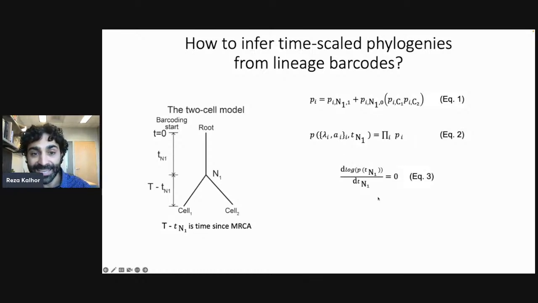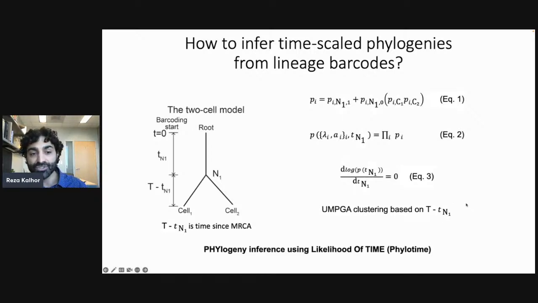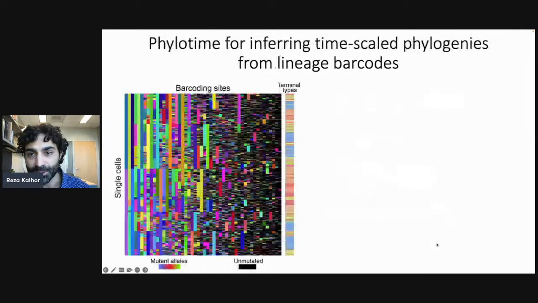Now, if we maximize this probability, or this likelihood, as a function of the time to most recent common ancestor, we basically get a measure of temporal distance between each pair of cells, or the most likely time that separates these two cells from their most recent common ancestor. And then we can apply a UPGMA-style clustering algorithm to those pairwise times to reconstruct a tree. This is an algorithm we call phylogeny inference using likelihood of time, or Phylotime, and I will try to make it more clear with a few plots.